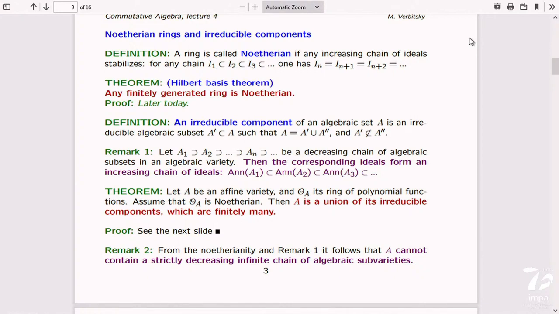Okay, so let me start with the definition. There are several equivalent definitions of Noetherian rings, and I will give the most basic. So, definition: suppose R is a ring, and I0, I1, I2 is a chain of ideals.